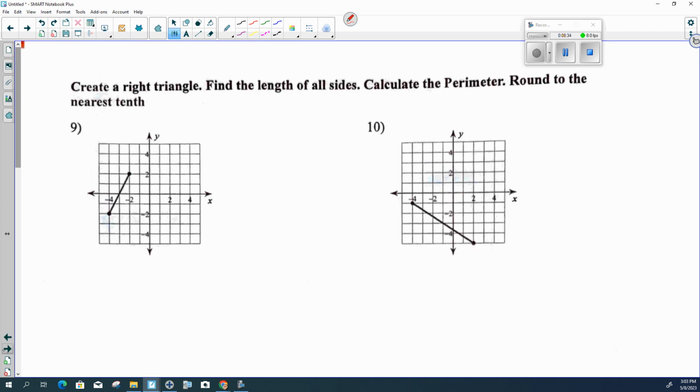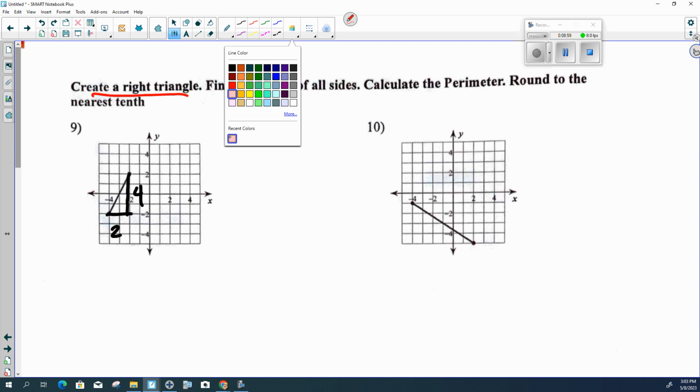Okay, this has some very involved directions. Create a right triangle. Hey, why isn't it working? 1, 2, 3, 4. 1, 2, 3, 4, 5, 6. Okay, done. Create a right triangle. Find the length of all the sides.